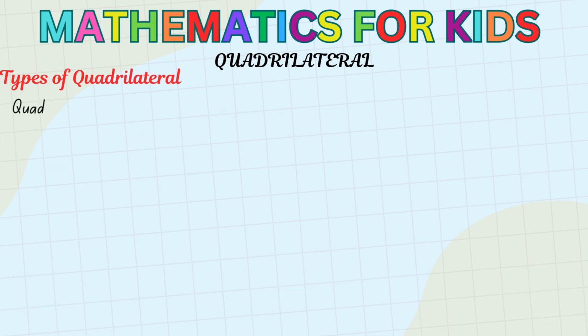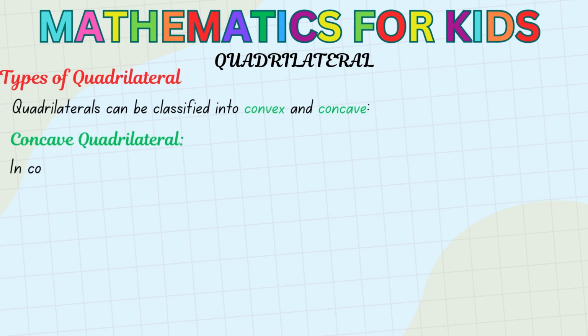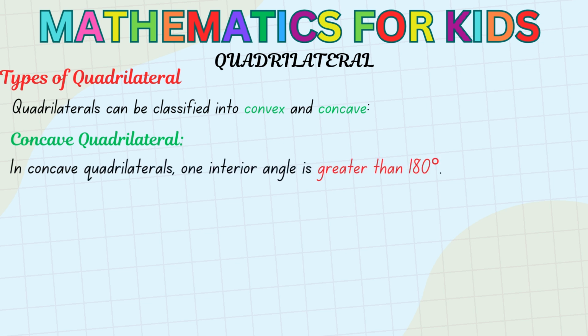Also, quadrilaterals can be concave or convex. Concave quadrilaterals: in concave quadrilaterals, one interior angle is greater than 180 degrees. And here we have an example. This quadrilateral is a concave quadrilateral.